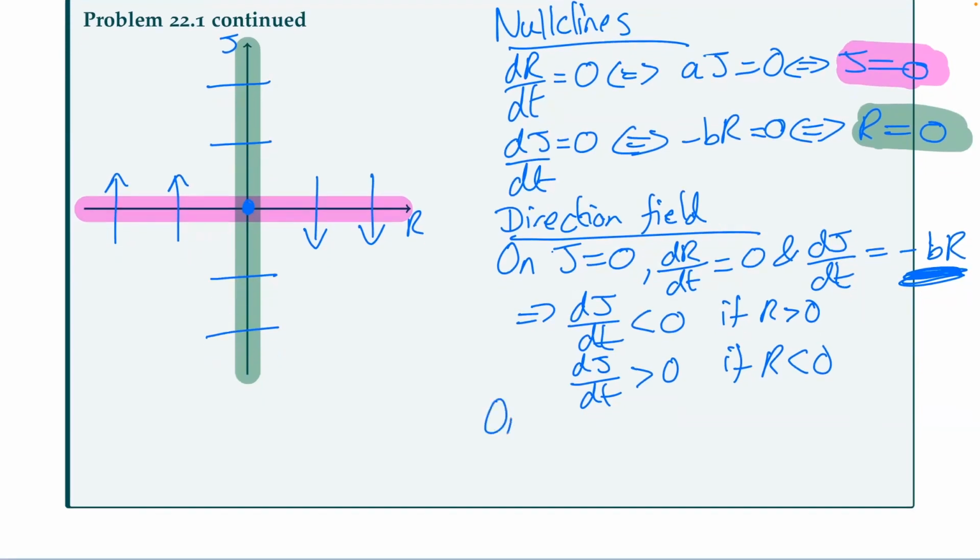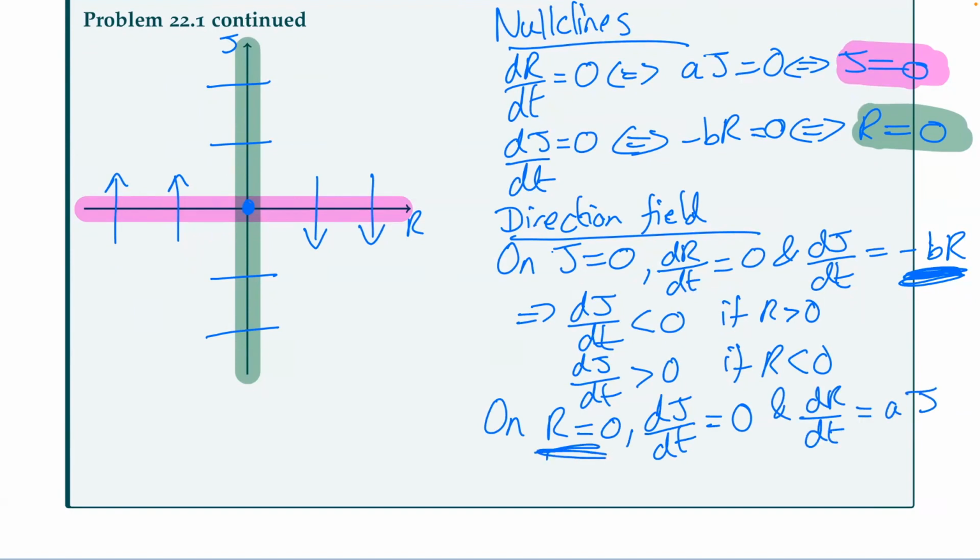I do exactly the same on the other. So on the line r is equal to 0, what do we know? Well, we know that dj dt is equal to 0 by definition, because it's a null line for our variable j. That means we must be moving left or right. And what's our dr dt? Our dr dt is equal to a times j. And in this case, it doesn't actually depend on r at all. If it did, we would just substitute this into this equation here.